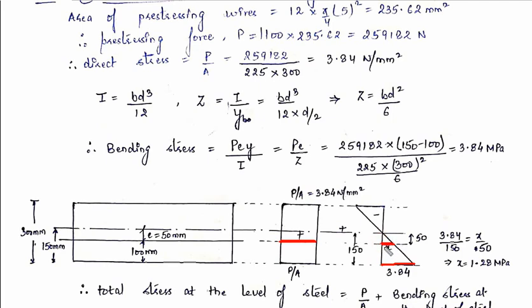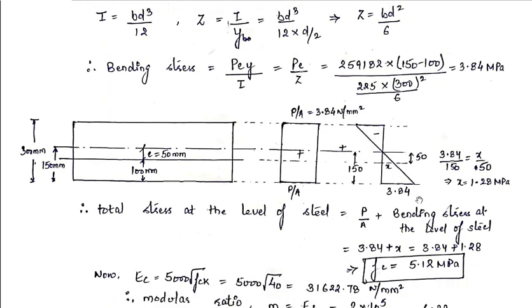So suppose the value of stress in the concrete is X. So now we will find out the value of X. And how do we find out the value of X? First we will calculate the length of the triangle. We know that this length of the triangle is the bending stress at the bottommost fiber, and its value is P e y upon I, where y is the distance of the bottommost fiber from the neutral axis, divided by the moment of inertia.